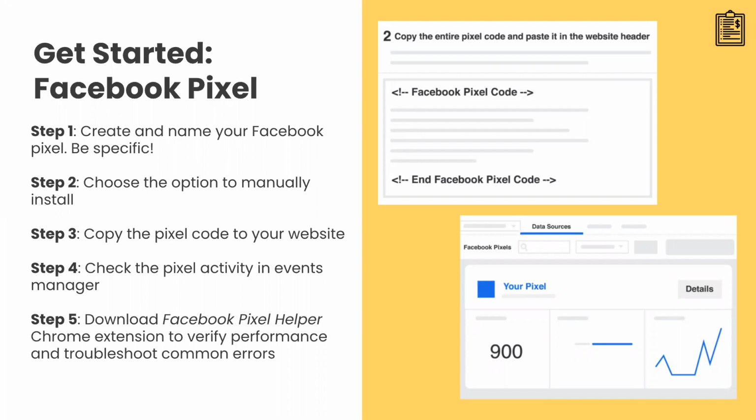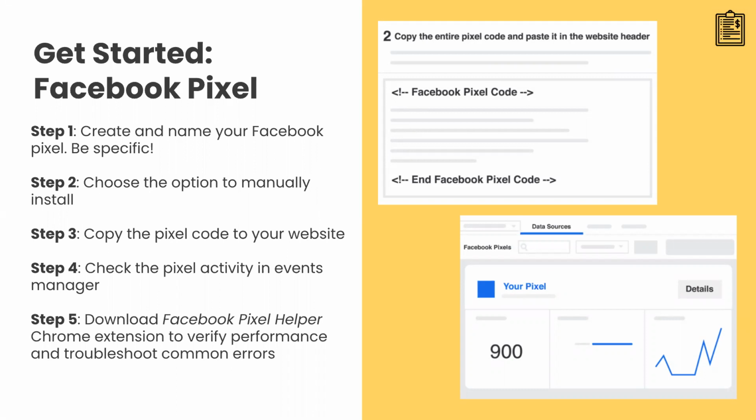You then want to choose the option to manually install, which will take you to this first screenshot, the upper screenshot over to the right. That will pull up your unique pixel code. As the instructions indicate, you want to copy this code and paste it into your website header. If you're maintaining your website, you should be able to easily do that. Or if you have somebody else that does, you simply copy all of this and send it their way and they should be able to easily implement.